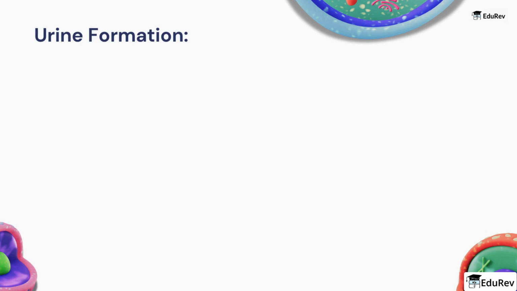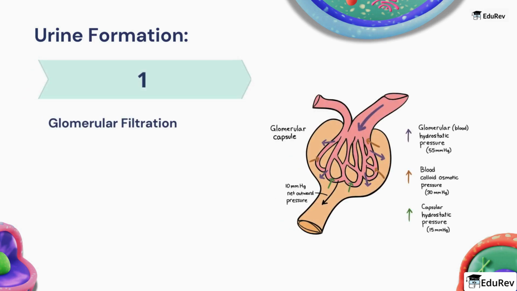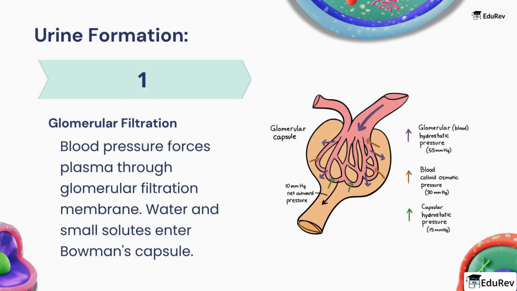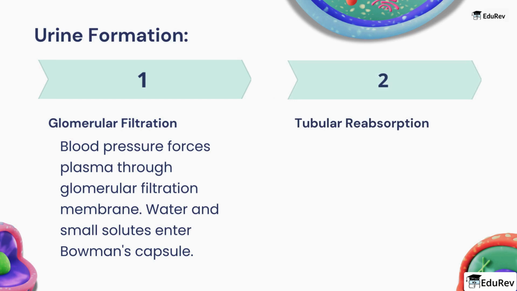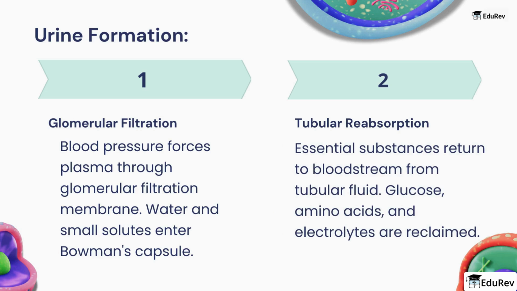The first is glomerular filtration, where blood pressure forces plasma through the glomerular filtration membrane, allowing water and small solutes to enter Bowman's capsule. The second step is tubular reabsorption, where essential substances like glucose, amino acids, and electrolytes are returned to the bloodstream from the tubular fluid.